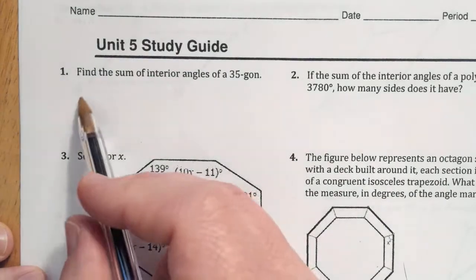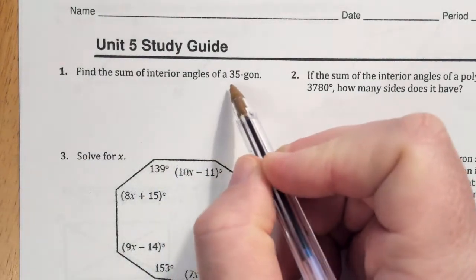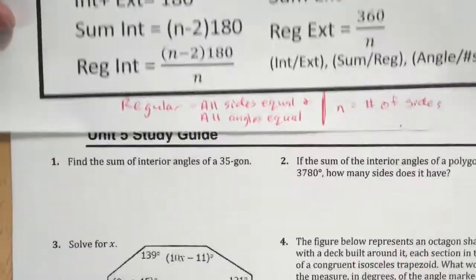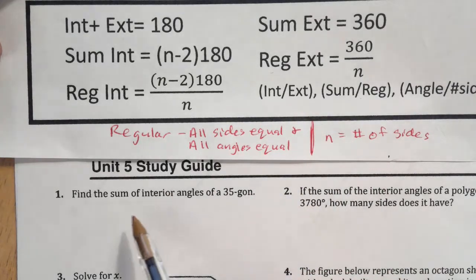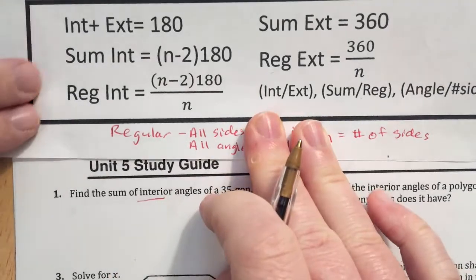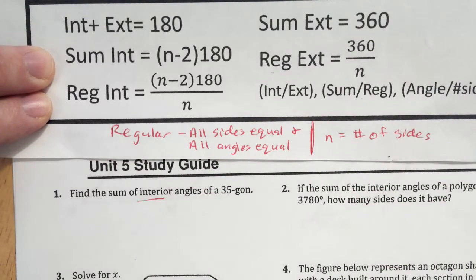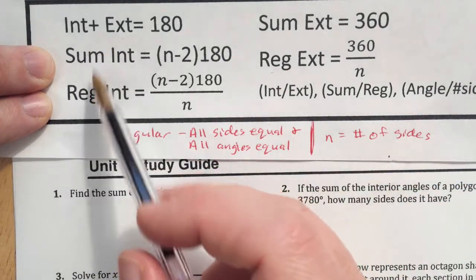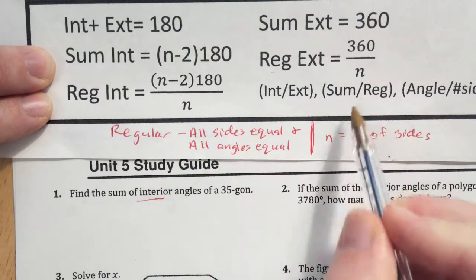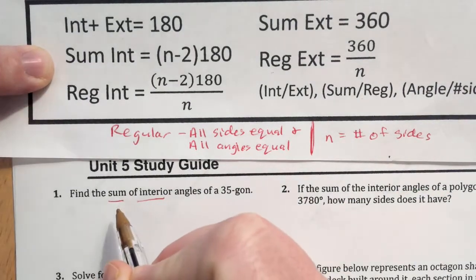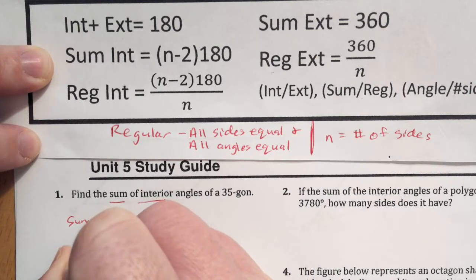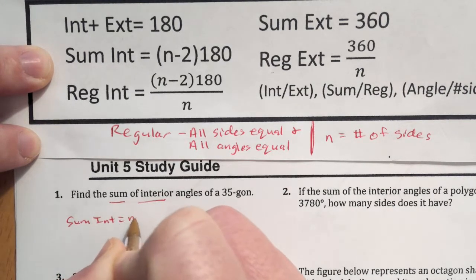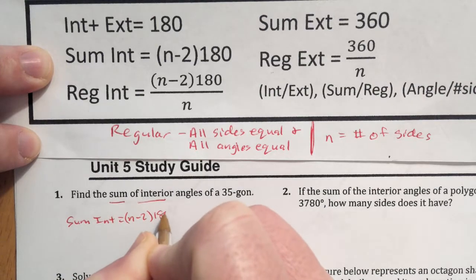Find the sum of the interior angles of a 35-gon. Did they say interior or exterior? They said the word interior, so it narrows it down from all 5 equations to these 2. Did they say sum or regular? They said the word sum, so it's going to be this equation. Let's write that down: sum of the interior equals n minus 2 times 180.